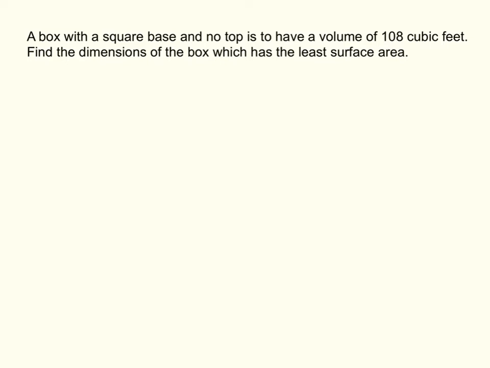A box with a square base and no top is to have a volume of 108 cubic feet. Find the dimensions of the box which has the least surface area. The first step in an optimization problem is to identify what needs to be optimized. The least surface area is what we are trying to optimize. We're trying to minimize surface area.